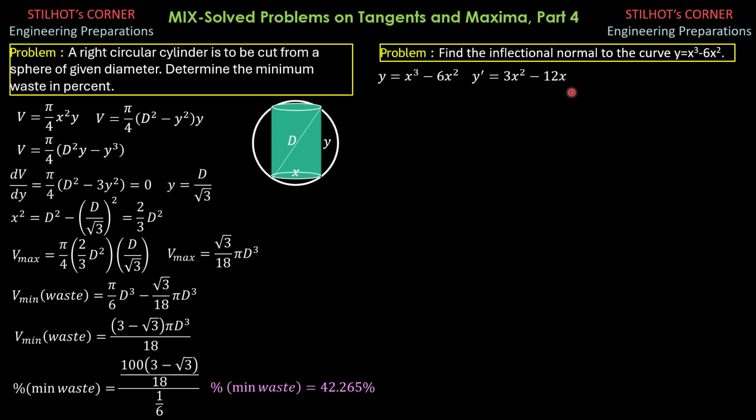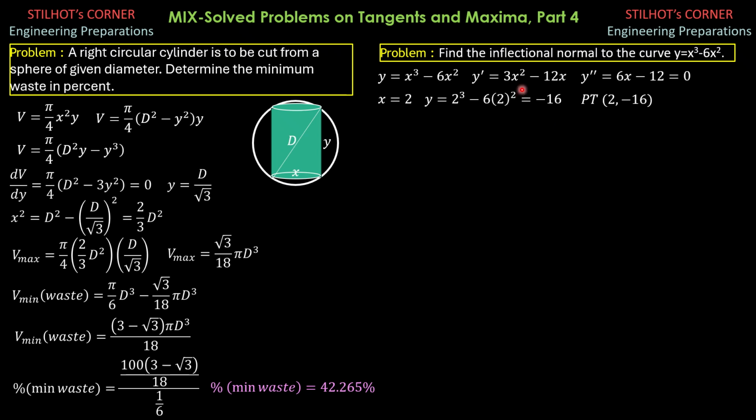Then we differentiate further to get the concavity, y double prime. It is equal to 0 at the point of inflection. So y double prime is 6x minus 12. We equate it to 0, so x is 12 over 6. x is 2, and y, from the equation of the curve, is 2 cubed minus 6 times 2 squared, and that is equal to 8 minus 24, negative 16. So the point of tangency is at 2 comma negative 16.